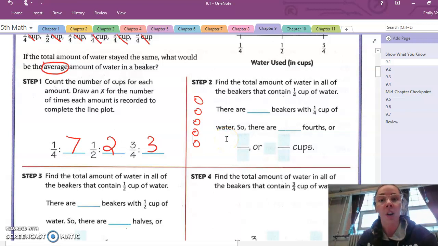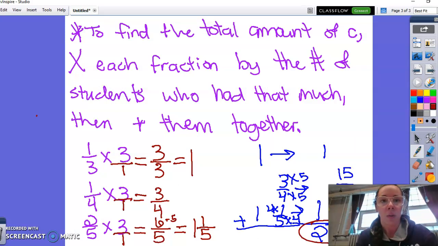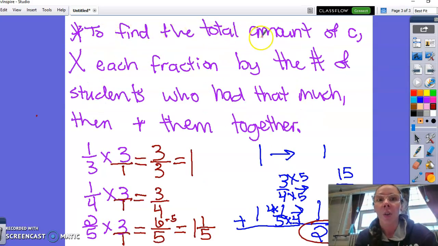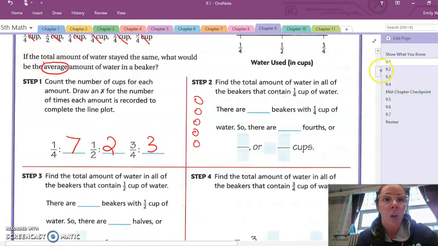Thinking back to our notes page here, let's see if I can get that pulled up. Here we go. Thinking back to our notes page. Oh, I just went past it. Here we go. Sorry. To find the total amount, multiply each fraction by the number of times it shows up. So we're going to multiply each fraction by the number of times it shows up. In this case, it was 7. 7 beakers that had 1/4 of a cup.